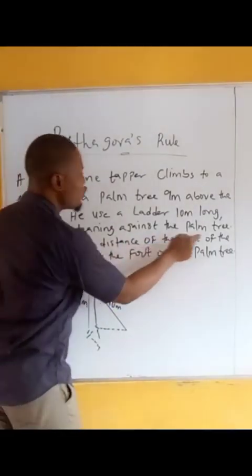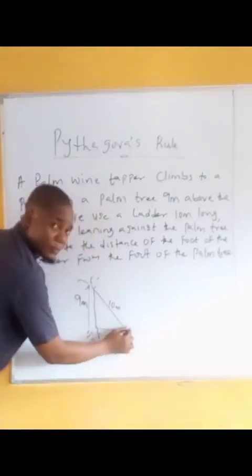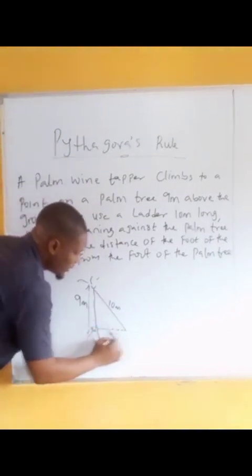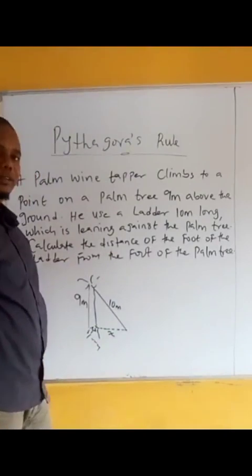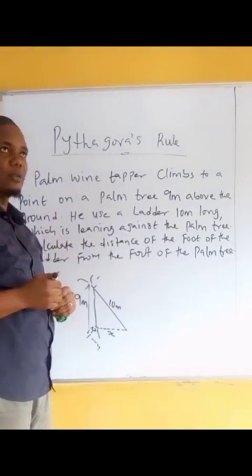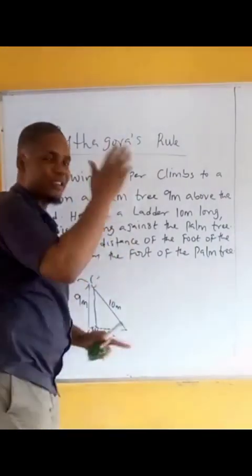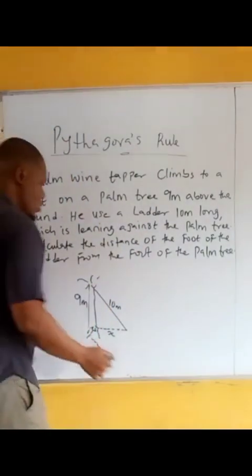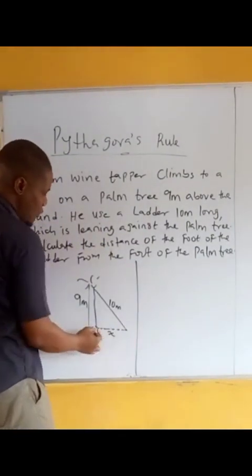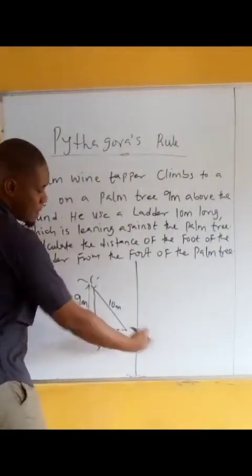Calculate the distance of the foot of the ladder from the foot of the palm tree. Where is the ladder? This is the ladder. This is the foot of the ladder. And this is the foot of the what? The palm tree. So this is where they are asking me to calculate. You see the application there? There's a tree. There's a ladder. And the ladder must rest on it on a slant form for easy access to climb. That's just the application here. So what will I do here? They said I should find the distance of the foot of the ladder from that of the palm tree. This is another way you can call it the horizontal distance.